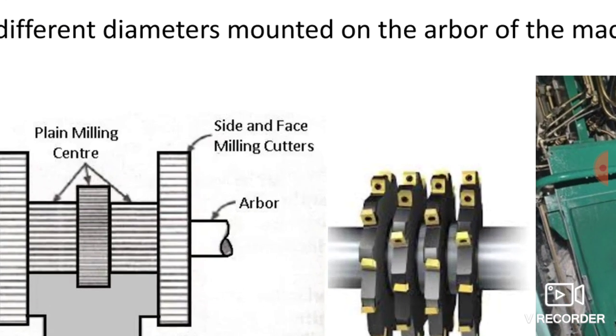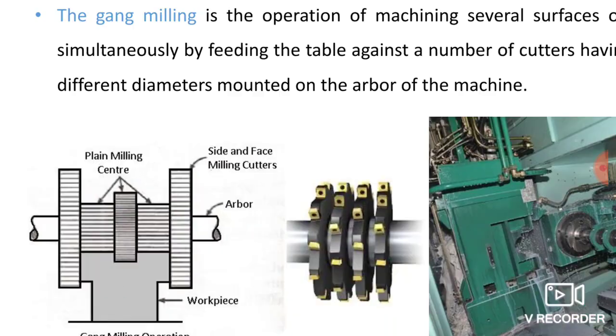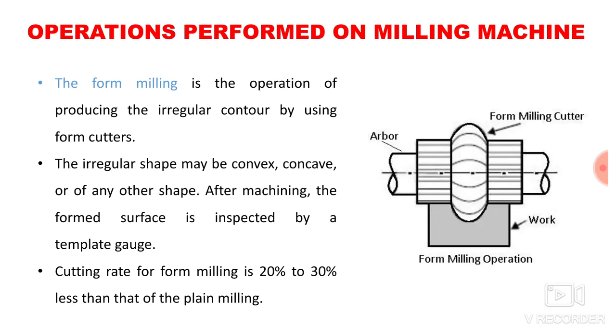So here you can see the plane milling cutter has a different diameter, whereas the side and face milling cutter has a different diameter, and they are mounted over the arbor of the machine. So this is all about the gang milling operation. Now the next operation is form milling. Form milling is the operation of producing an irregular contour by using a form cutter. The irregular shape may be convex, concave or of any shape. After machining, the form surface is inspected by a template gauge.